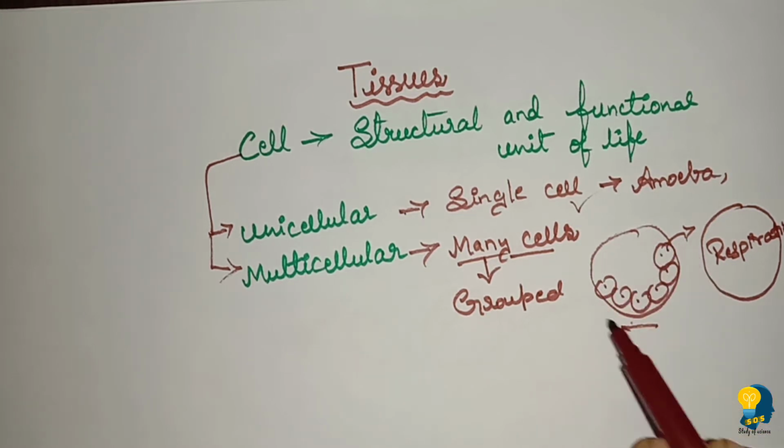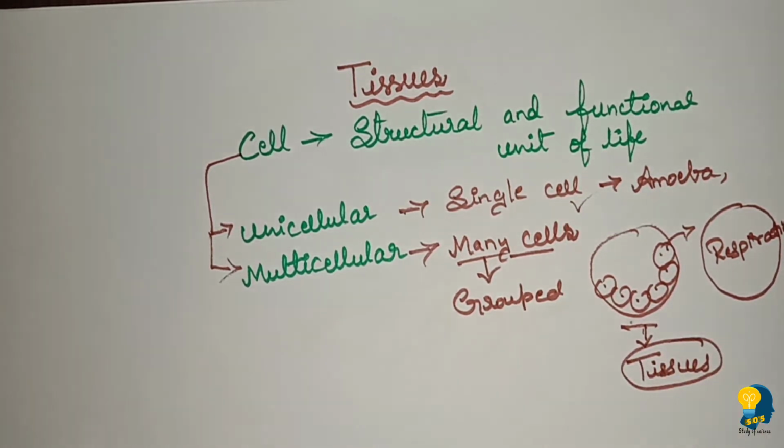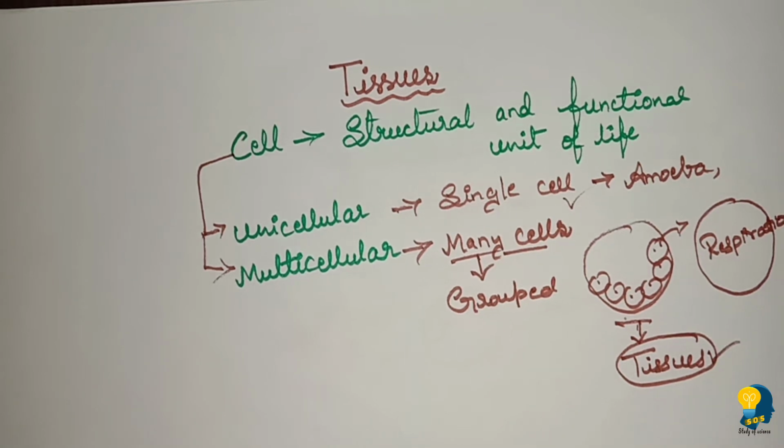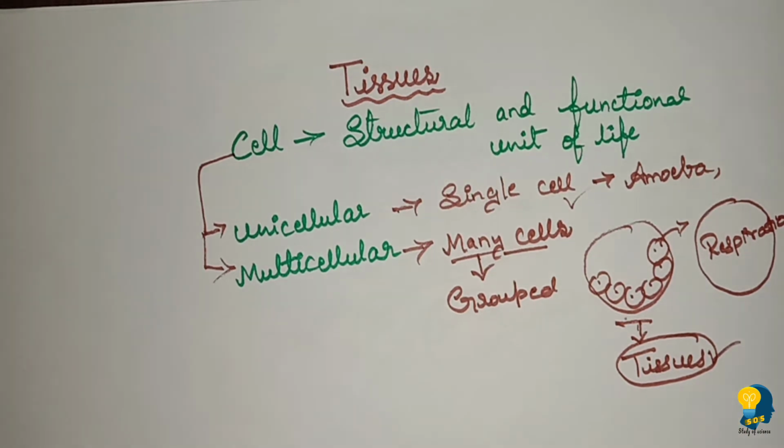So these groups of cells, we call as tissues. Clear? Cell is the structural and functional unit of life. When these cells are grouped to perform a specific function in the body of a living organism, we call the group of cells tissues. Clear? So we are going to mainly focus on tissues in this lesson. So how can we define tissues now?